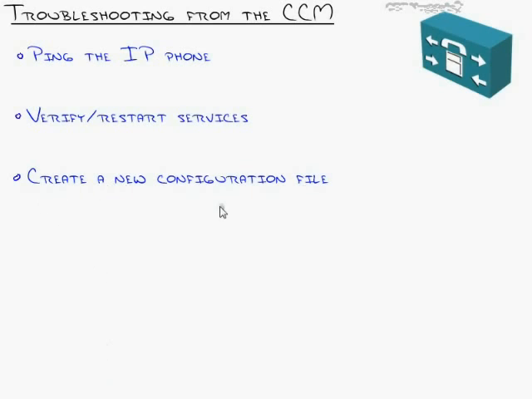And then finally, create a new configuration file. I talked about that one before, so I won't reiterate it all again. That's where you delete the phone in the call manager and recreate it, which recreates a configuration file for the TFTP server.